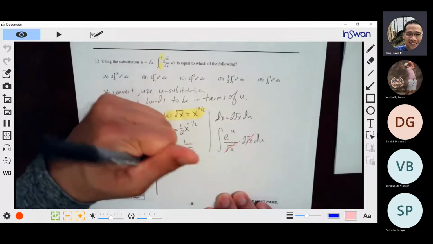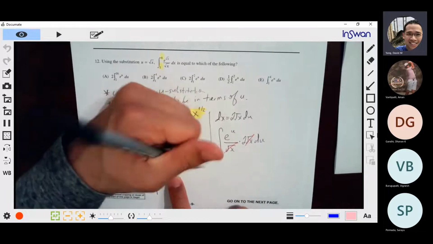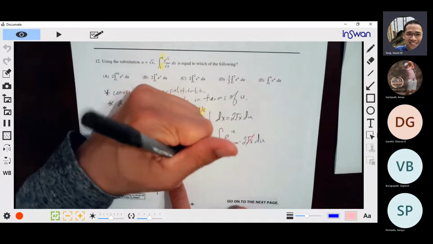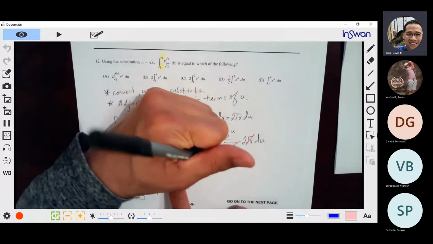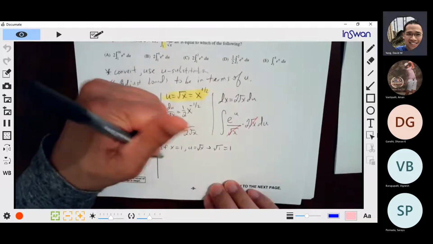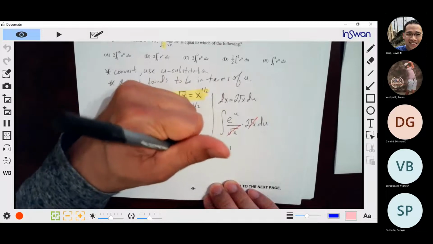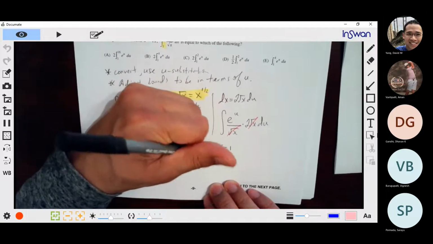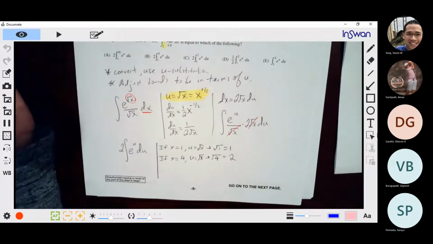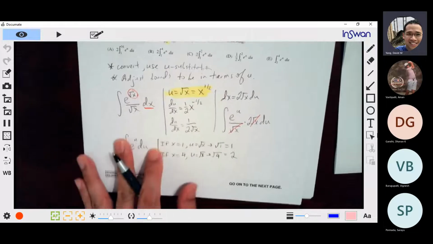So let me set this up here. If our lower bound started as x equals 1, my u takes on the formula of root x, which is root 1, which is still 1, so it looks like it's not going to change. Convert the upper bound. Root 4 is 2. So we go from 1 to 2. Our bounds in terms of u is 1 to 2.